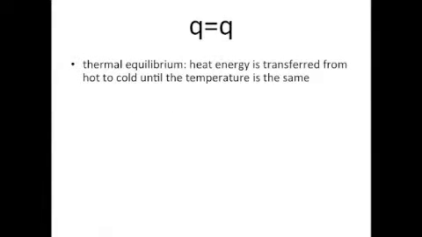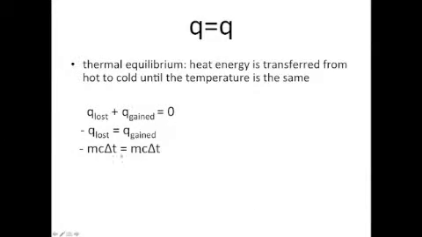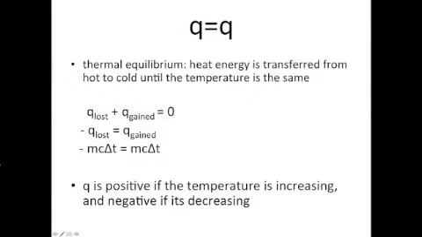Okay, so this whole section is just Q equals Q, and the point of it is to find thermal equilibrium, which is just heat going back and forth from hot to cold until the temperature is the same. The equation is Q lost plus Q gained equals 0, but we use negative Q lost equals Q gained, which is basically the same thing. And remember, Q equals MC delta T, so it's basically just this equation. If Q is positive, then the temperature is increasing, and if Q is negative, then it's decreasing. I think that's pretty obvious.